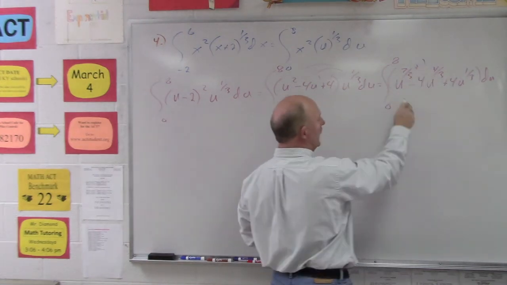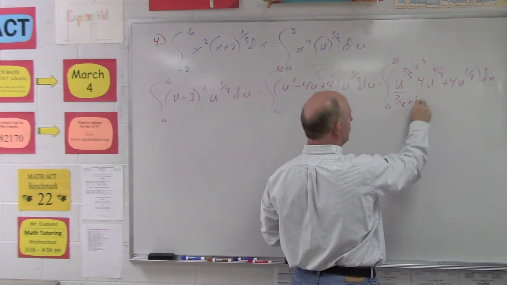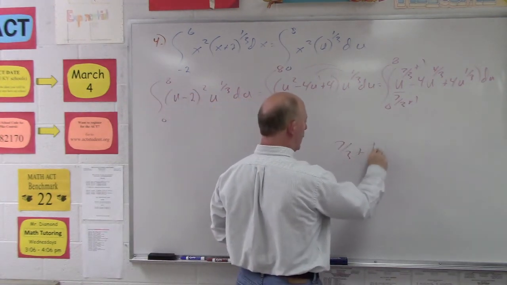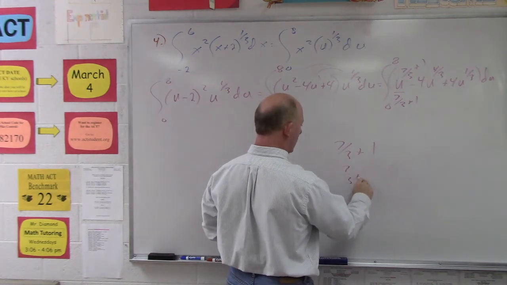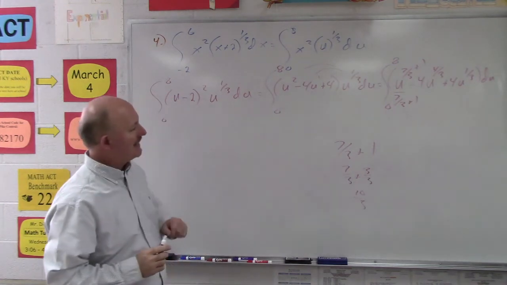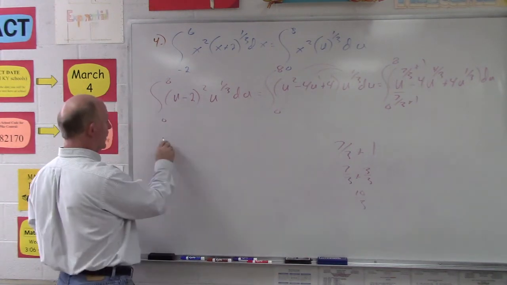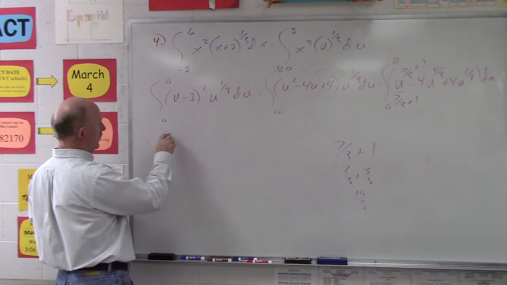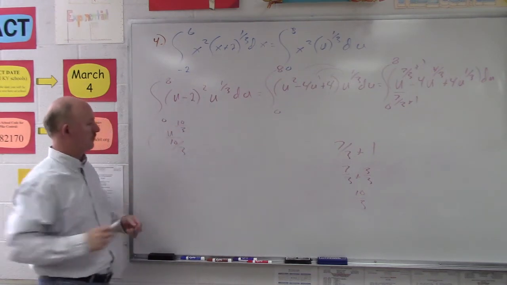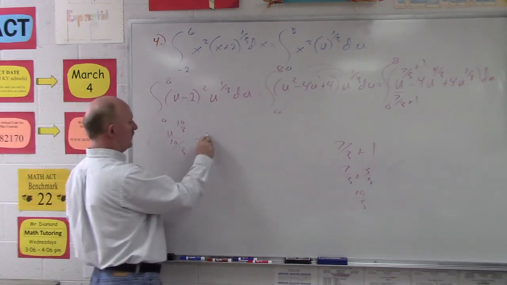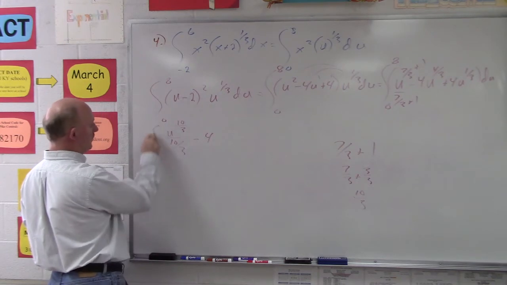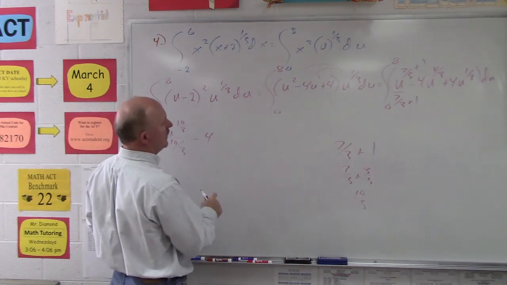You're going to add 1 to your exponent, divided by 7/3 plus 1. Remember, 7/3 plus 1 is the same thing as 7/3 plus 3/3, or 10/3. So when you find the antiderivative of u to the 7/3, it becomes u to the 10/3 power divided by 10/3. Minus 4 times, so I better use parentheses again.